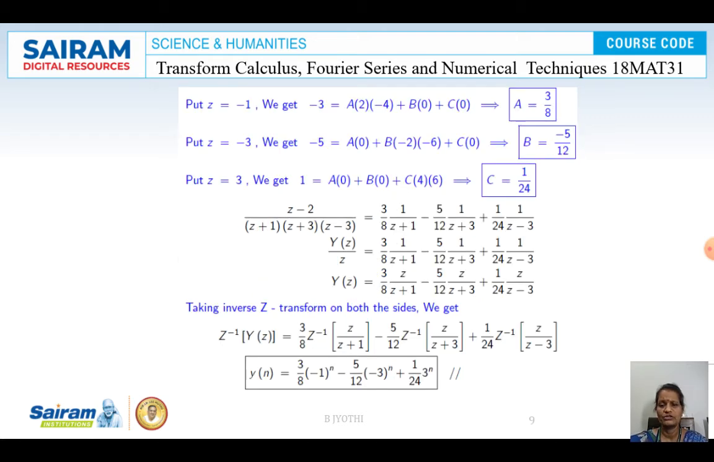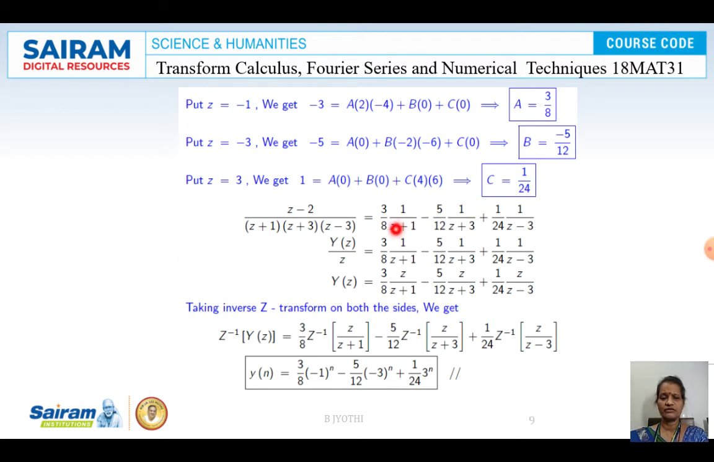Now we will put suitable values of z in order to find the values of a, b and c. When we put z as minus 1, we get minus 3 is equal to a into 2 into minus 4 plus b into 0 plus c into 0. This implies a is 3 by 8. When we put z as minus 3, we get the b value as minus 5 by 12. And when we put z as 3, we get c value as 1 upon 24.